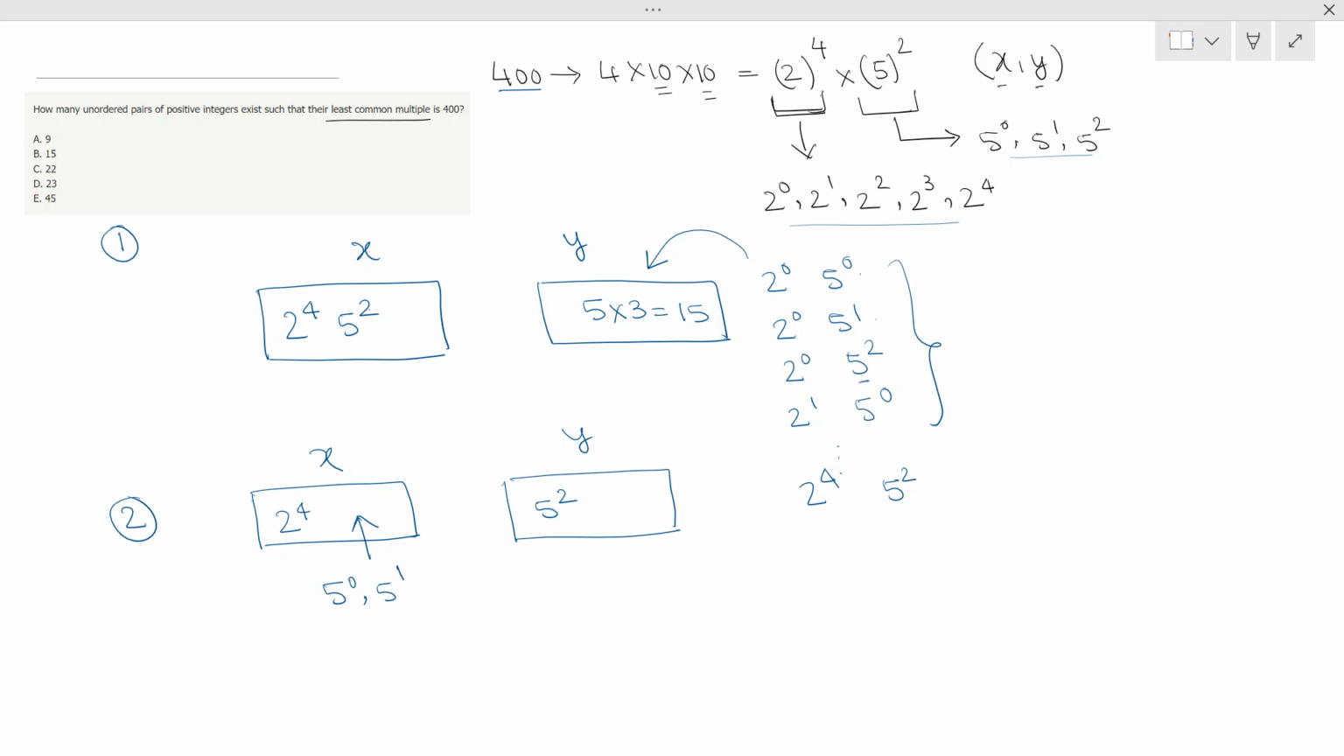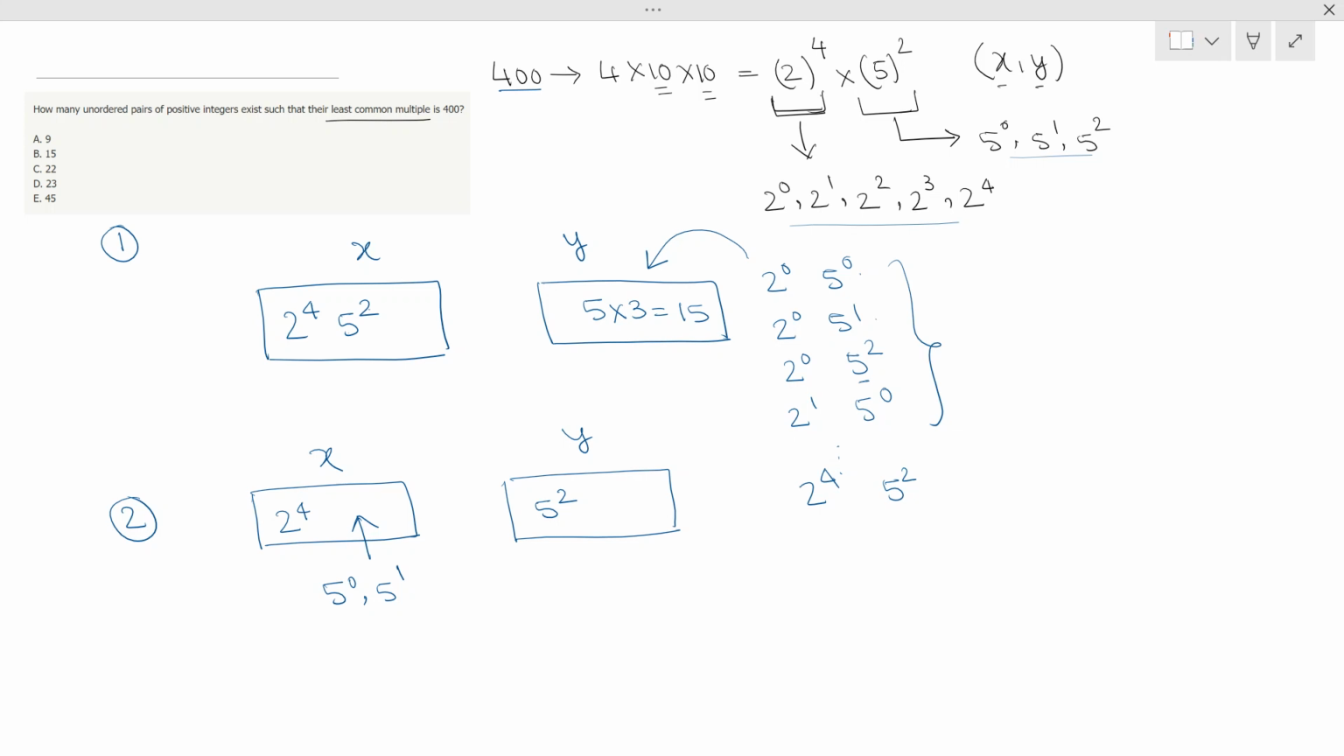because if we add any different power of 2, it will exceed the maximum power of 4. So for example, if x has 2 raised to the power of 4, let's say 5 raised to the power of 1, and if we add another 2 raised to the power of 2, this 2 raised to the power of 4 now becomes 2 raised to the power of 6 and 5 raised to the power of 1. So this is not possible, because the maximum possible power of 2 is 4.